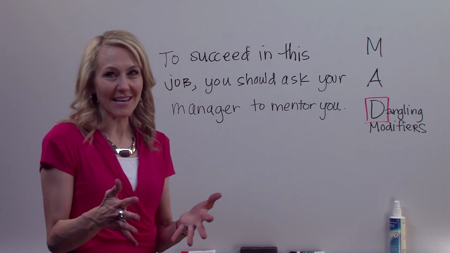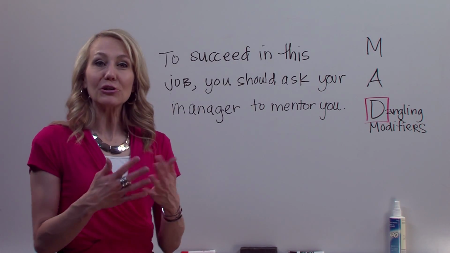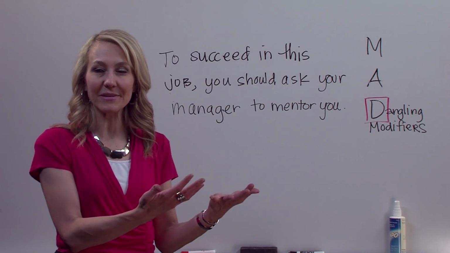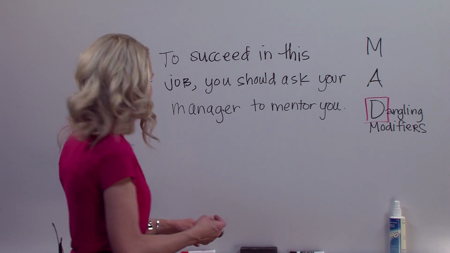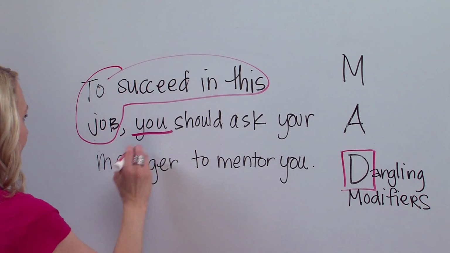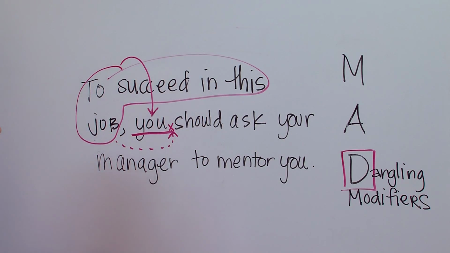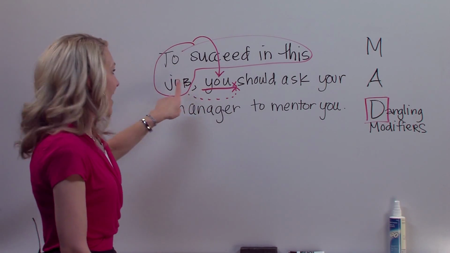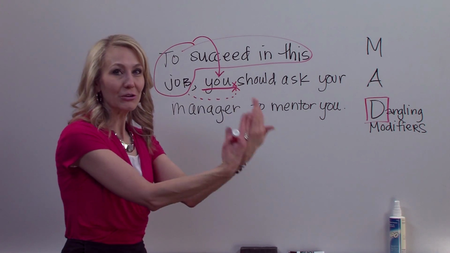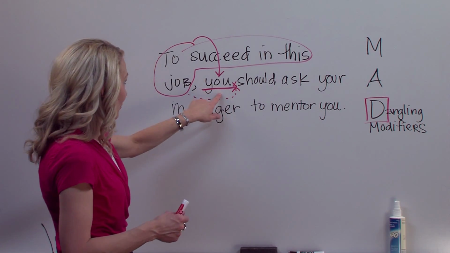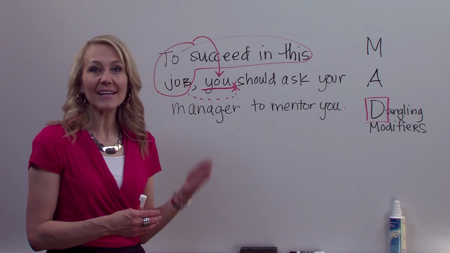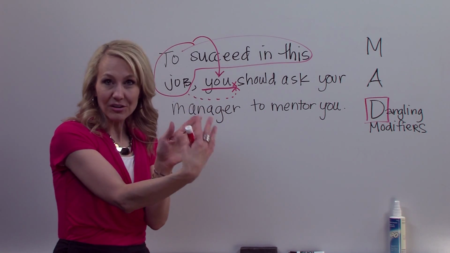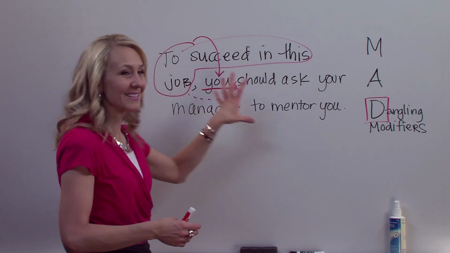Okay, so now we have a new sentence. To succeed in this job, you should ask your manager to mentor you. Let's take our pen and test it out to see if the modifier relationship is clear and correct. So our modifier phrase is to succeed in this job, and the subject that comes next is you. So let's test that out. You, to succeed in this job, should ask your manager to mentor you. And in fact, that is a correct and clear modifier relationship. So this sentence is good.